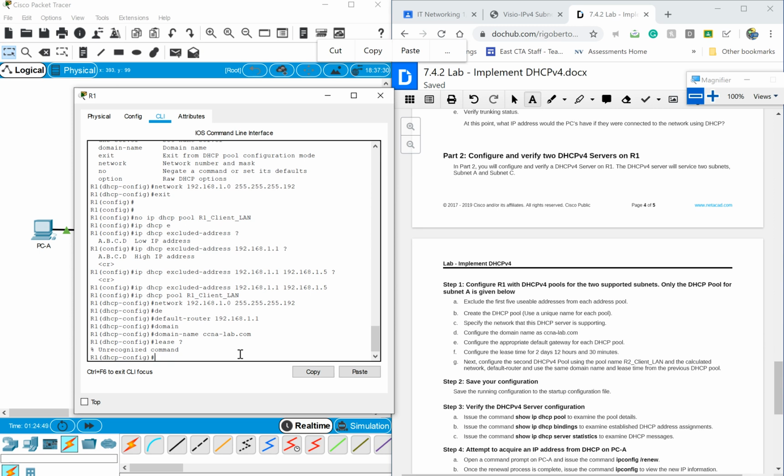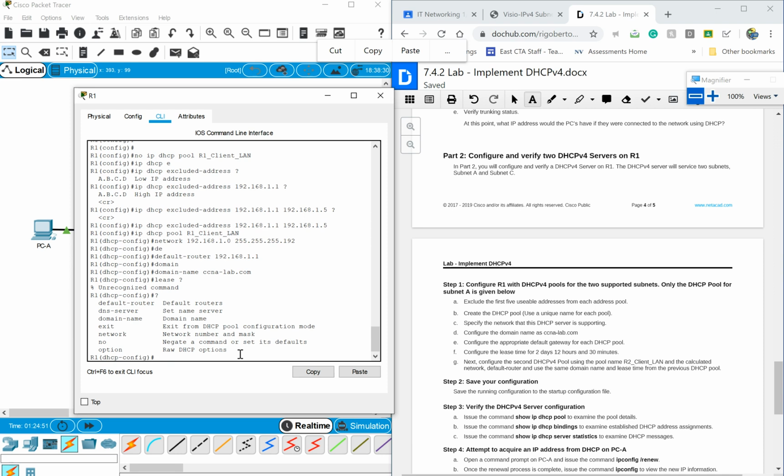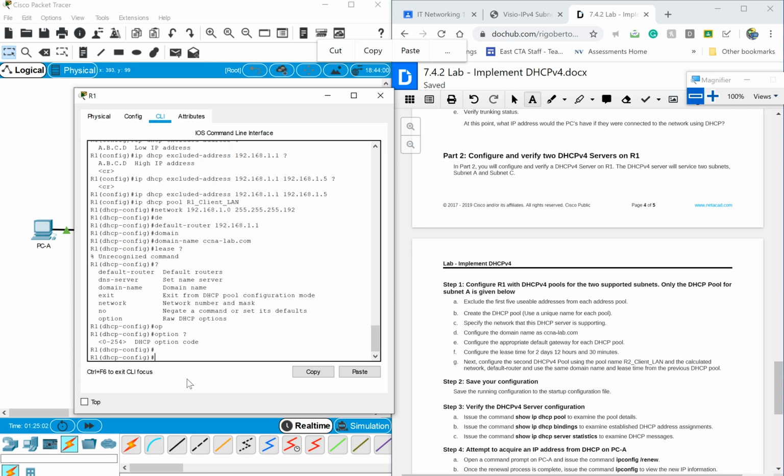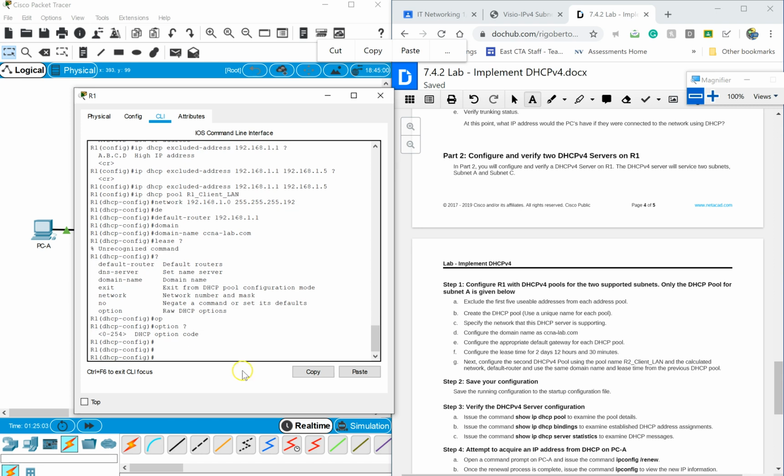So for me, it won't work. Even if I hit the question mark, I don't see anything for time lease options. Maybe if I did options, let's see, options. Nope, it's just a code thing, and that's beyond what we need to know here. All right, so that would be the command lease 2 12 30. I didn't write it down, but it's lease 2 12 30: 2 days, 12 hours, 30 minutes.